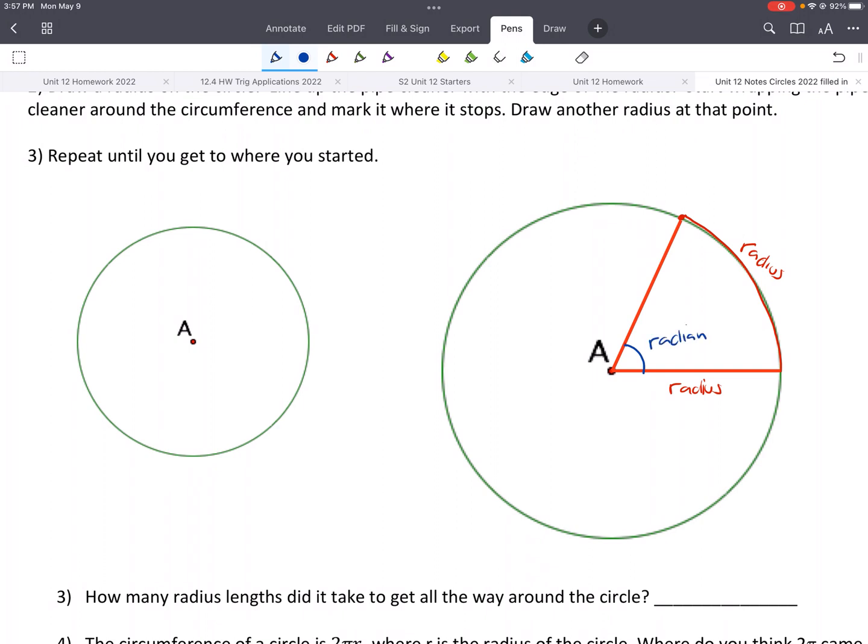Okay, so they're very related. You just take that radius and you curve it around that circle. It makes an angle, a central angle, and that angle is what's called 1 radian. Okay, so make sure you are able to talk about that on your homework. I asked you to do something about that.